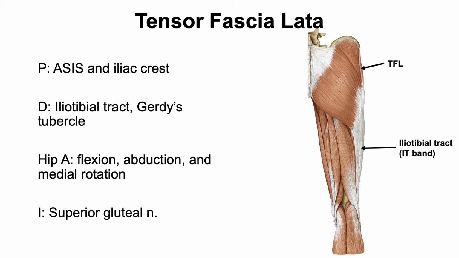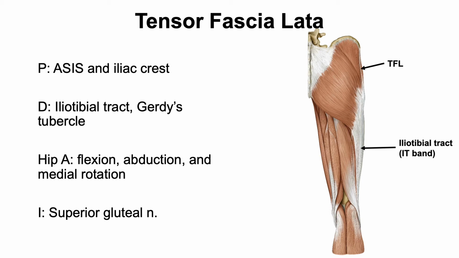The action for this muscle is flexion, abduction, and medial rotation, even though all of these are fairly weak. There are a lot of other muscles that do a lot more than that. And then the innervation is the superior gluteal nerve. So here in this image, they show the TFL as a thin muscle with a long, thick, distinct iliotibial tract. When we actually go into lab, this will not be the case.